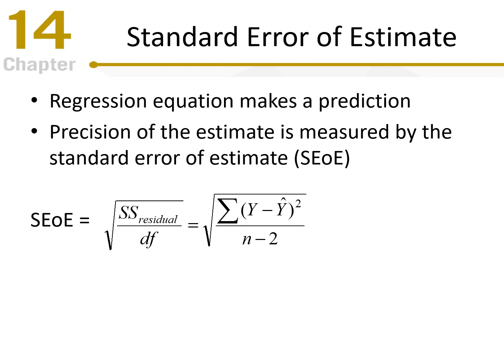The other thing to note here is the standard error of the estimate is going to be smaller as your sample size goes up, because n minus 2 is in the denominator. When n gets very big, this fraction gets very small. So if I have a big sample, that can also reduce the standard error of the estimate.